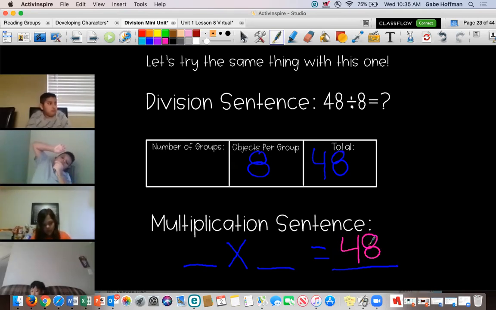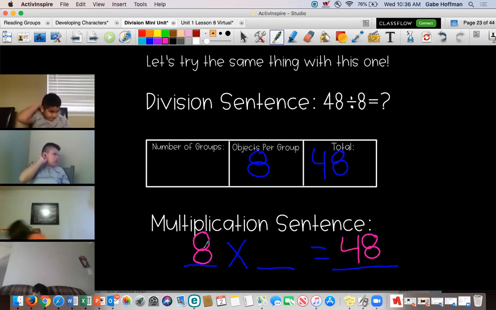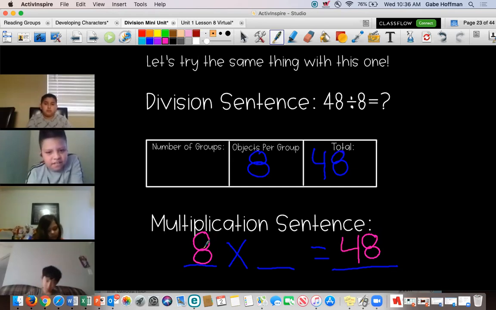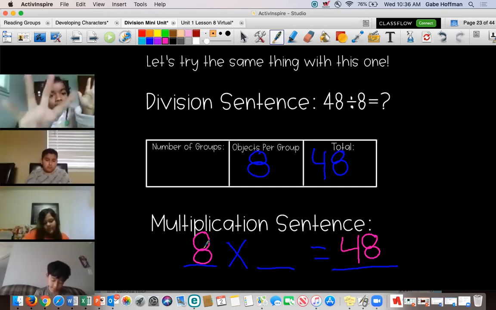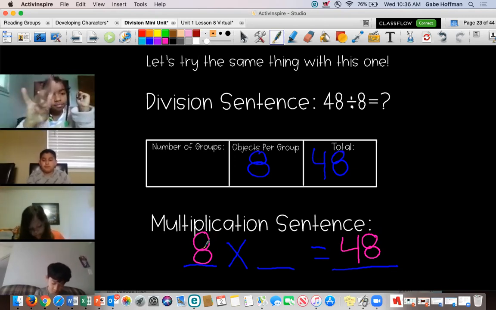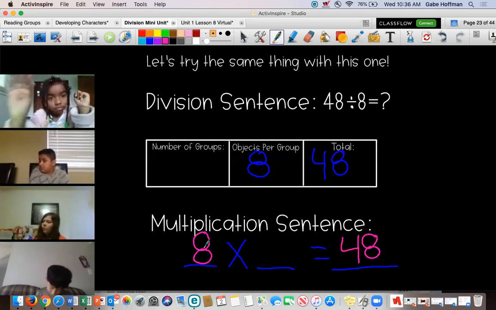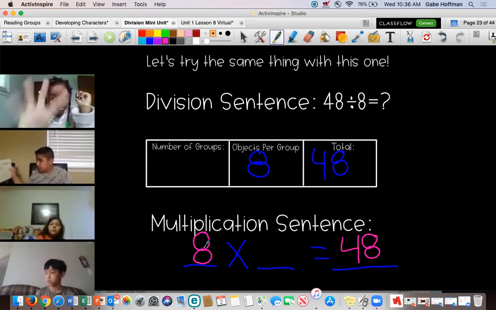And then I know one more number and I can put it on either side of this multiplication sign. So I'm going to put it right here. And now who knows what would go in that blank? What times 8 equals 48? Eric, what times 8 equals 48? 8 times what equals 48? Yep, that's what I said. I think it's 8 times 4? Nope.